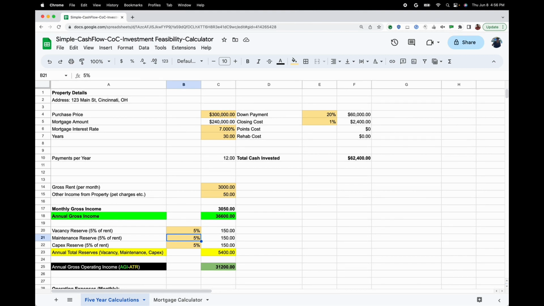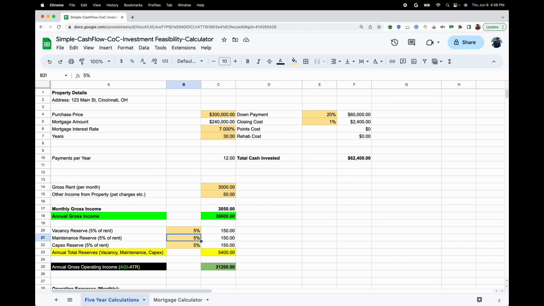Okay. Maintenance reserve and capex. So these are the two reserves which we spoke about in the previous episode. The maintenance reserve is what kind of maintenance you expect out of the property. Again, it's a reserve. You can go from 5% to 10%. In this example, I've said it's 5% of rent. So it takes 5% of the gross rent, right?